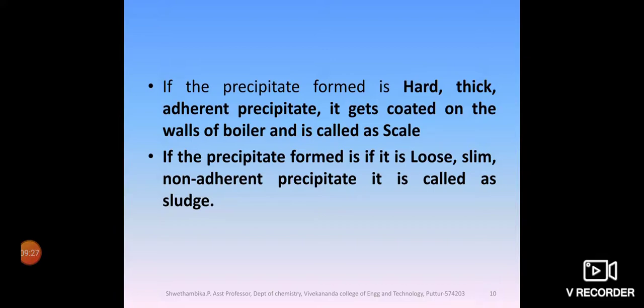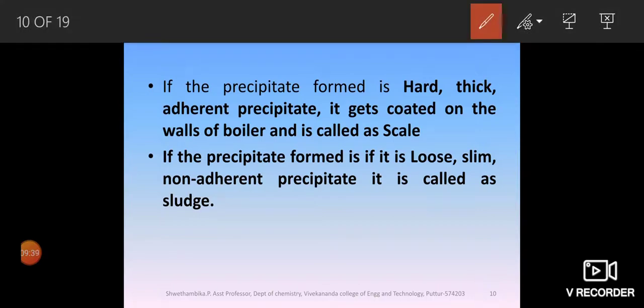Now let us define them. Now there is a small difference. I said salt precipitates. Now how it precipitates makes the difference. If the precipitate formed is hard, thick, adherent, and it gets coated on the walls of the boiler, then we call it scale. That is very thick, hard and adherent. It is not easy to remove them from the wall, and it gets coated on the walls of the boiler, we call it scale.